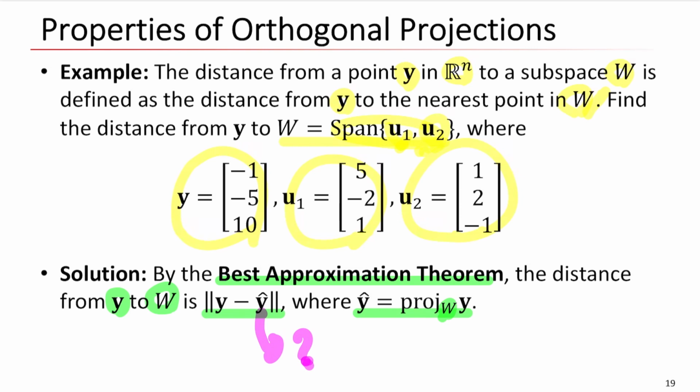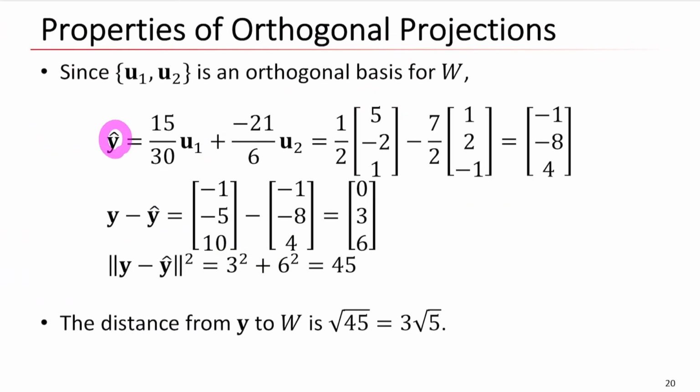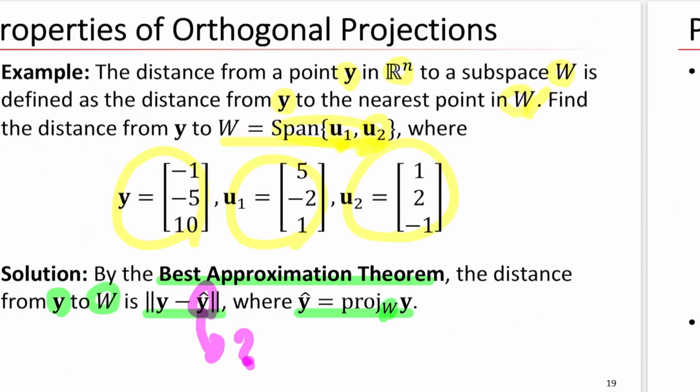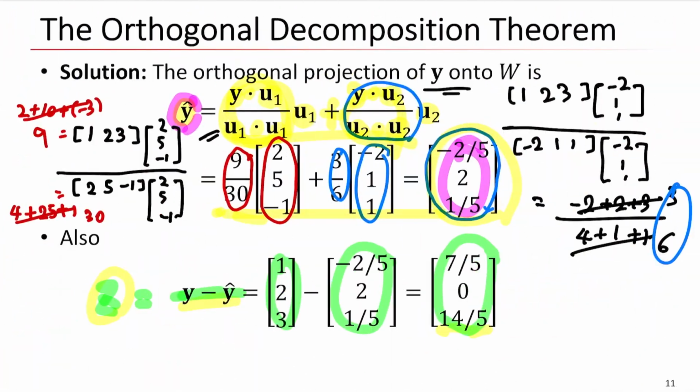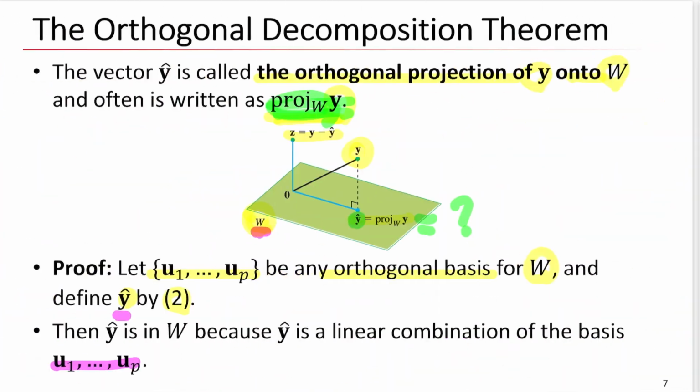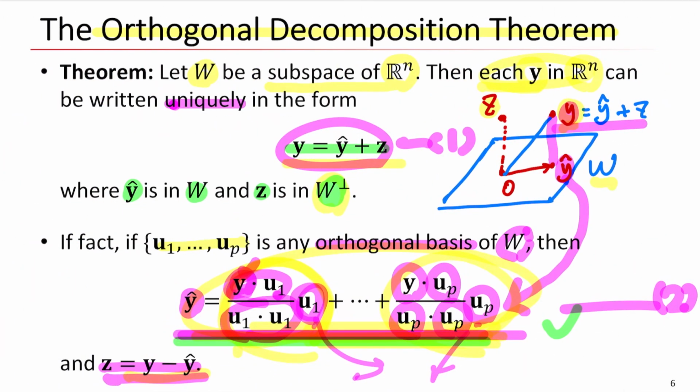Then what is the orthogonal basis for W? U1 and U2, because W is the span of U1 and U2. So okay, let me find out the y hat. First of all, y hat can be represented by, okay, let me show you here. You can remember this one: y inner product u1 over u1 inner product u1 times u1.